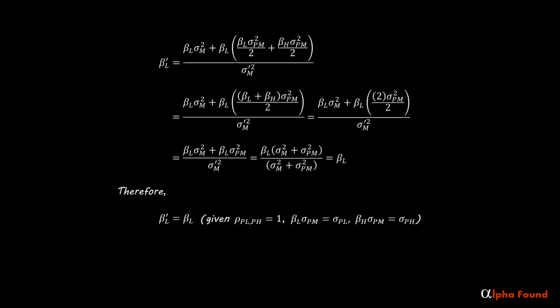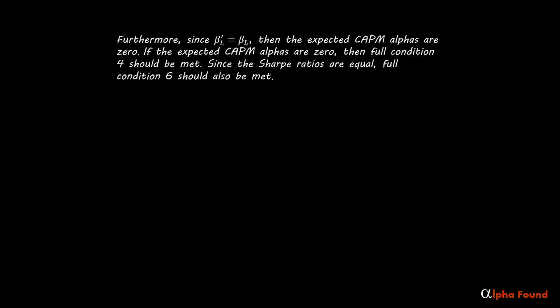The low ideal beta times the standard deviation of the perturbations of the market is equal to the standard deviation of the low perturbations, and the high ideal beta times the standard deviation of the market perturbations is equal to the standard deviation of the high perturbations. Furthermore, since the low CAPM beta equals the low ideal beta, then the expected CAPM alphas are 0. If the expected CAPM alphas are 0, then full condition 4 should be met. Since the Sharpe ratios are equal, full condition 6 should also be met.